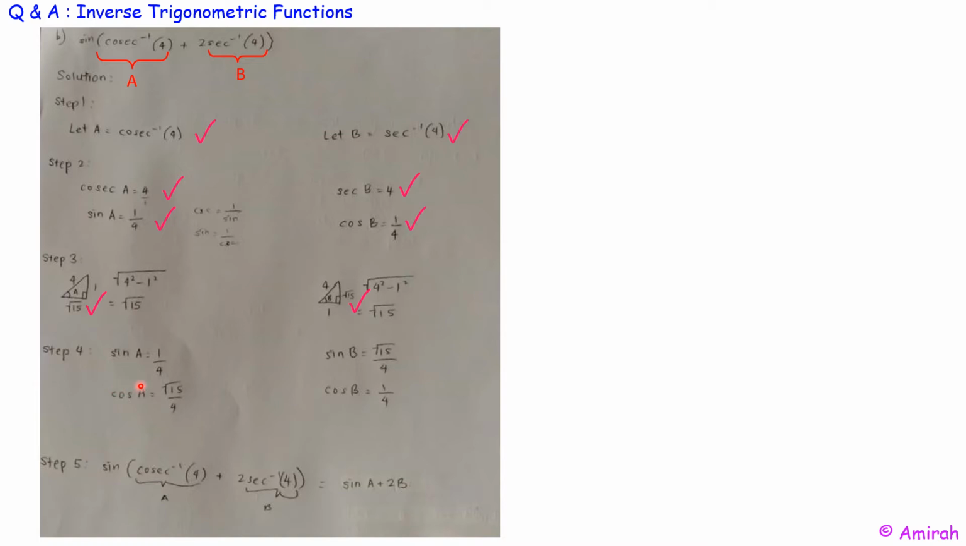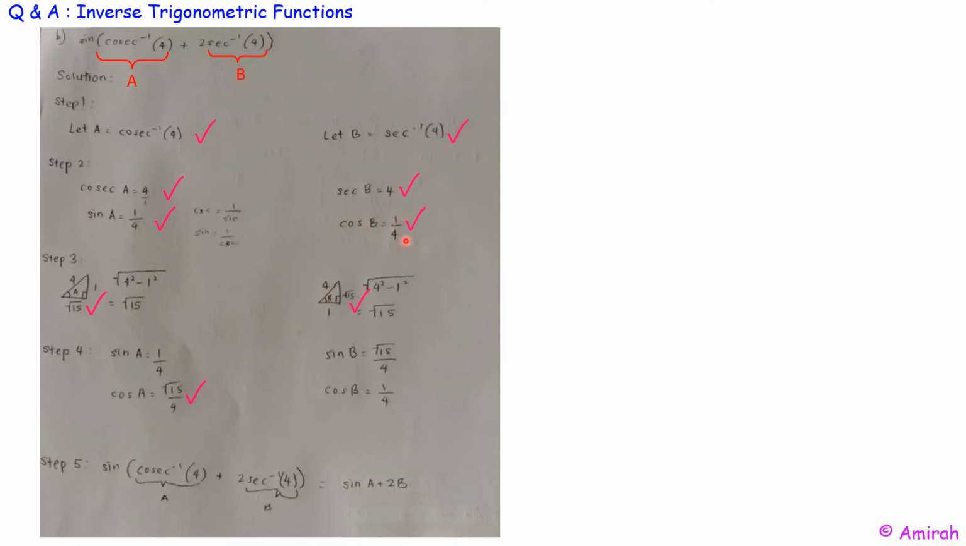And then step 4, from this right angle triangle, okay, so we can find another trigo ratios. Kita dah ada sin A kat sini, so kita boleh cari cos A daripada diagram yang ni. Okay. So, cos A equals to adjacent over hypotenuse. Okay, so dapatlah square root of 15 over 4. Ini pun betul.